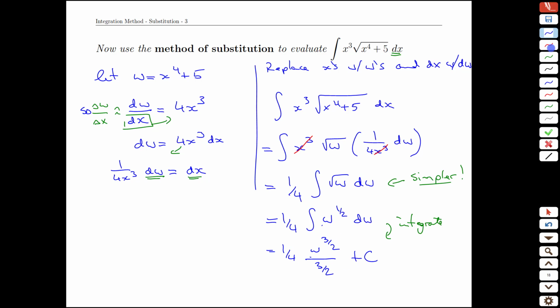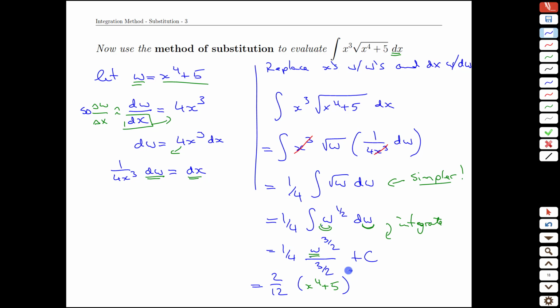constant on the end. Notice one little important element here. This is w's and these are w's. It only works if we have all one variable. Just like up here, this only makes sense if we have x's all the way through and no other variables. That's exactly what we have here. And if we do a half over that, we end up with 2 over 12, w to the 3/2, but w has a name in x's. W is x to the 4 plus 5.